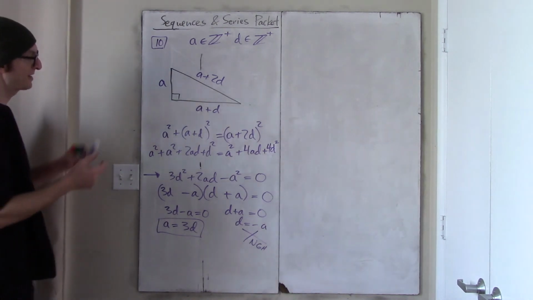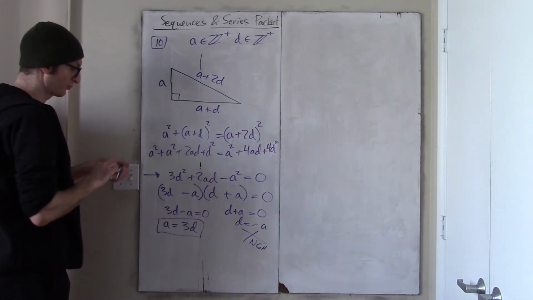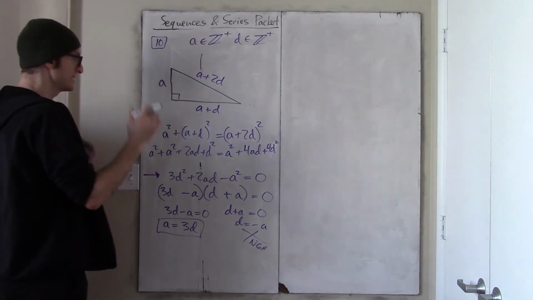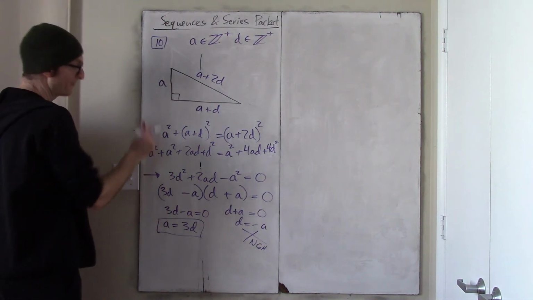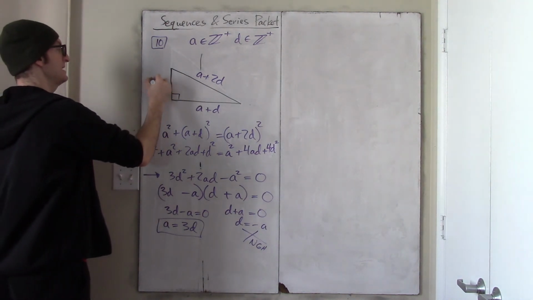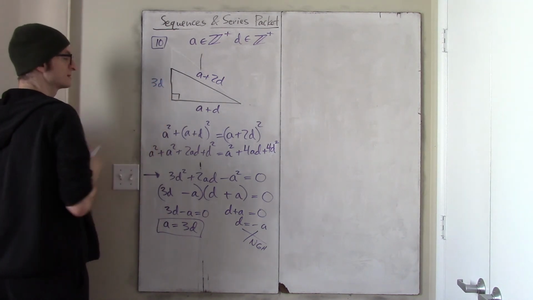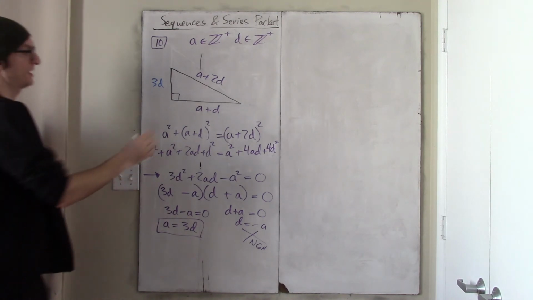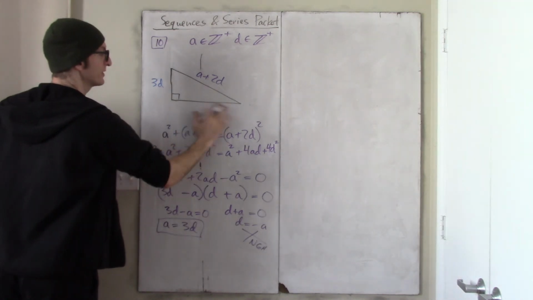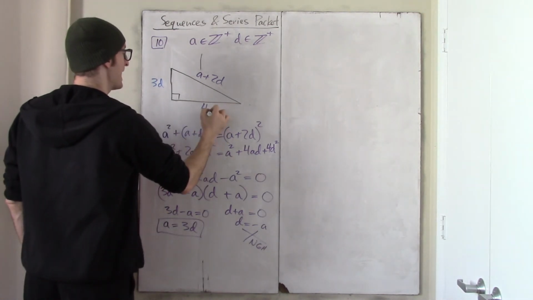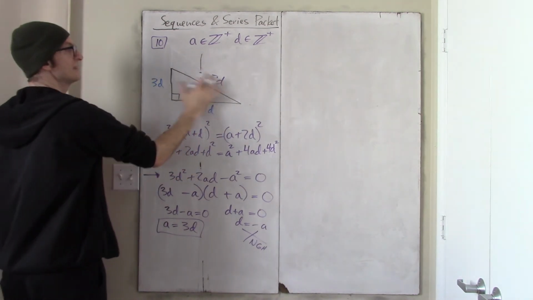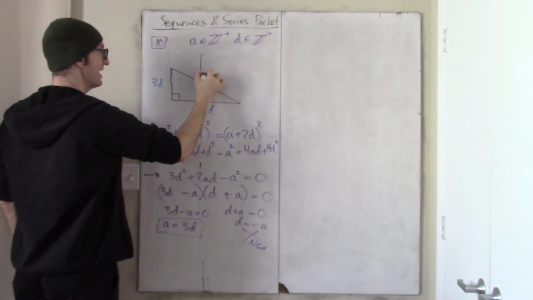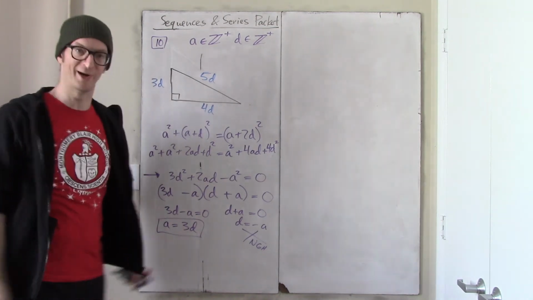Okay, so let me now substitute for a. Let me just write next to it 3d, or maybe might as well just erase, right? If a is 3d, then it enables me to represent this in terms of a single variable, d. So that's 3d. A is 3d, so that makes this whole thing 4d. And that makes this whole thing, if a is 3d, 5d. And there we go. This problem is over, right?